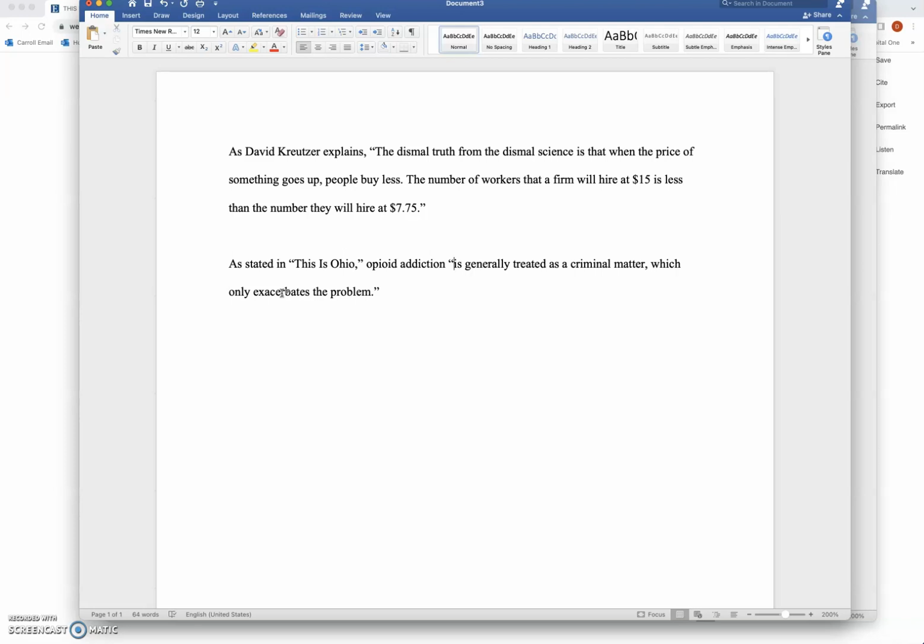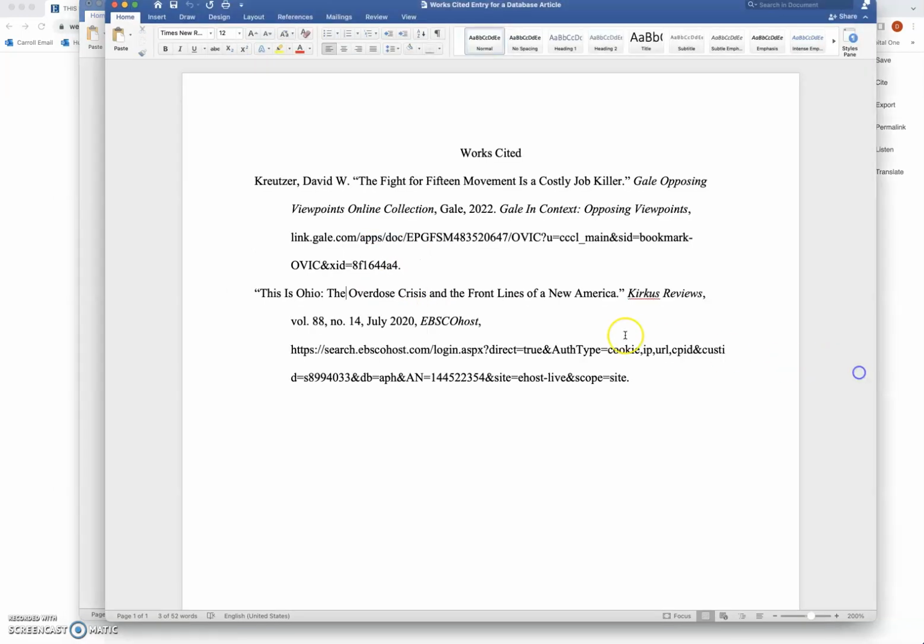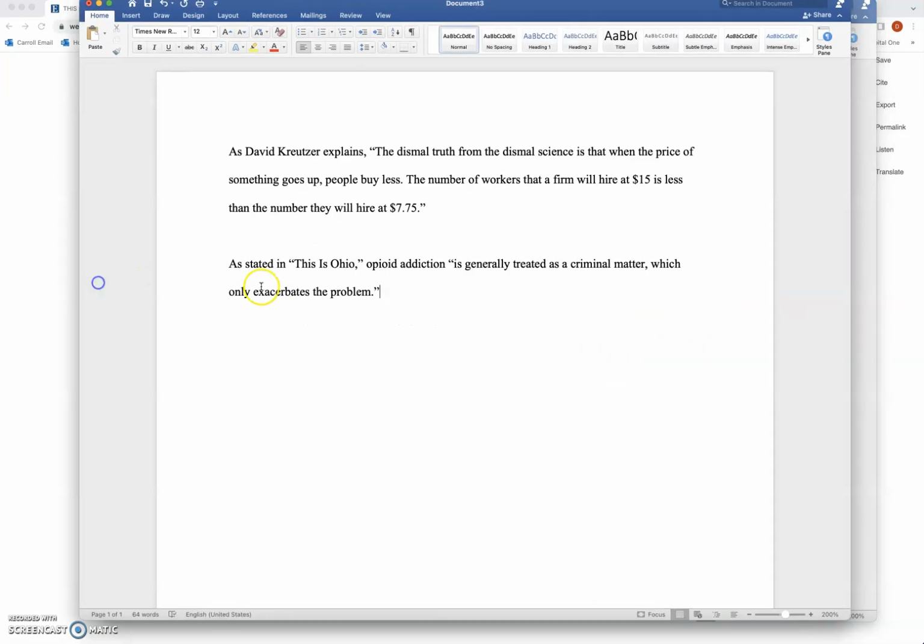I think the more common way to put in an in-text citation for an article with no author, though, is to put the publication name in the signal phrase and then the title words in the parentheses. It's a little smoother, as you'll see. So what was the original publication here? Kirkus Reviews, right? So what I could do here is say, as Kirkus Reviews suggests, and of course it's a journal, so it has to be in italics.